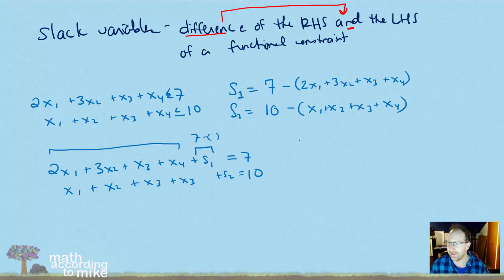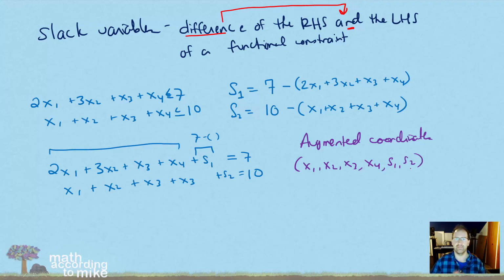Alright, augmented coordinates. So for this problem specifically, you would first list the x's, x sub 1, x sub 2, x sub 3, x sub 4, and then you would list the slack variables, s sub 1, s sub 2. Augmented coordinates, well, yeah, I'll say it that way.